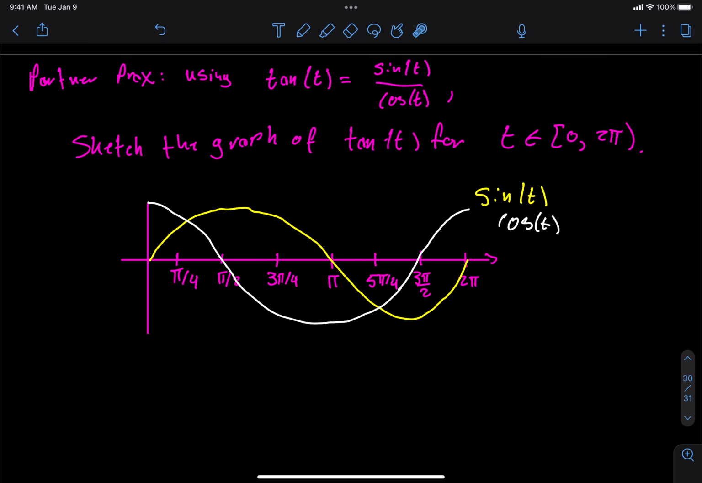How about pi over 4? Pi over 4 is the angle. And what are the coordinates of this one? They're square root 2 over 2 and square root 2 over 2. If you take the y value and divide it by the x value, you get 1. So here's 1. This is going to be the tangent of pi over 4.